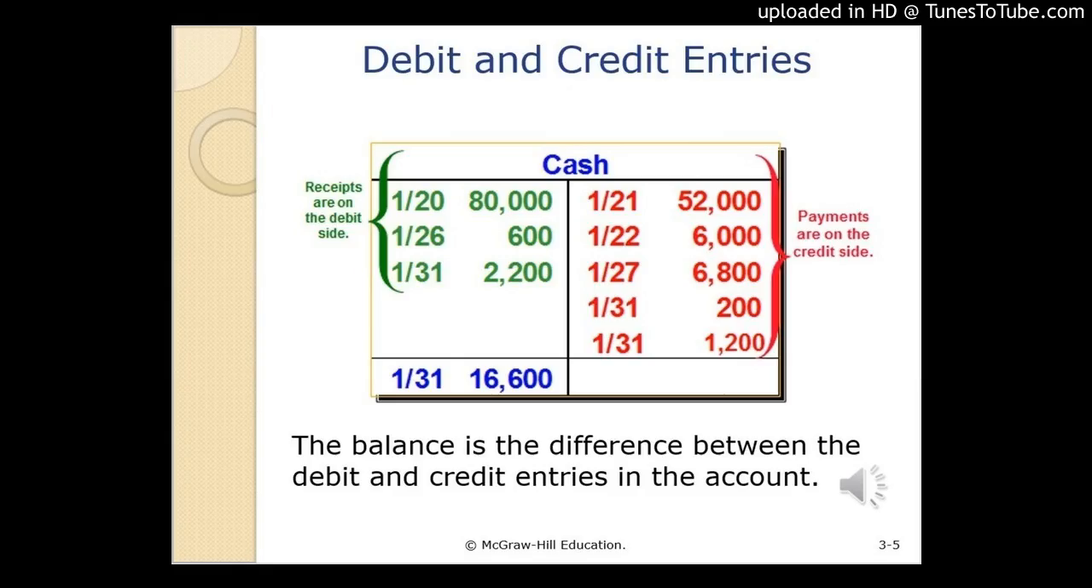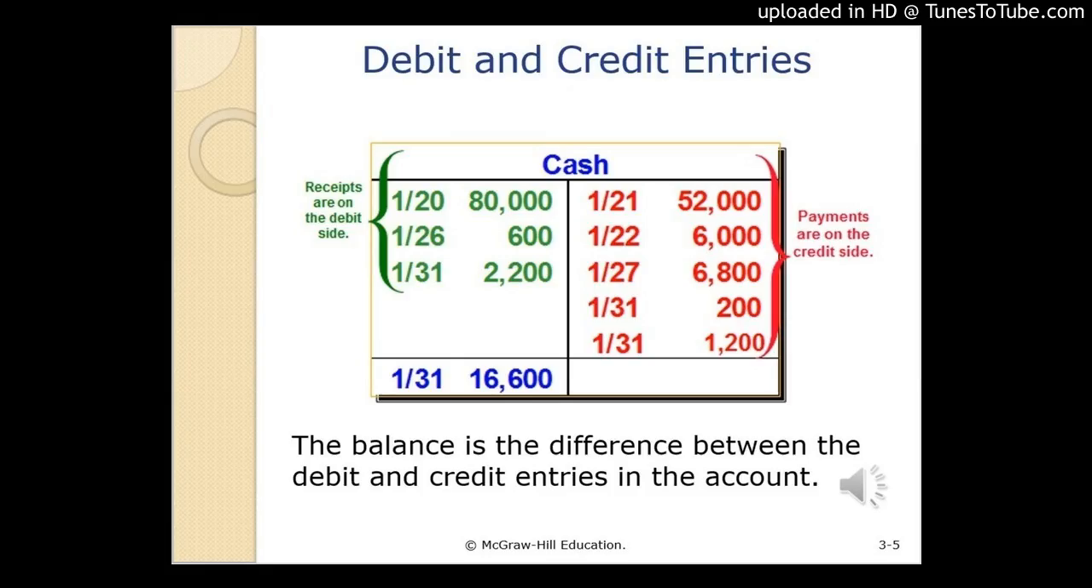an asset account. Remember, increases are called debits for an asset account, and decreases are called credits for an asset account. You're going to want to write that down and have that in front of you whenever you're working through any of these because it's easy to forget. It's counterintuitive.